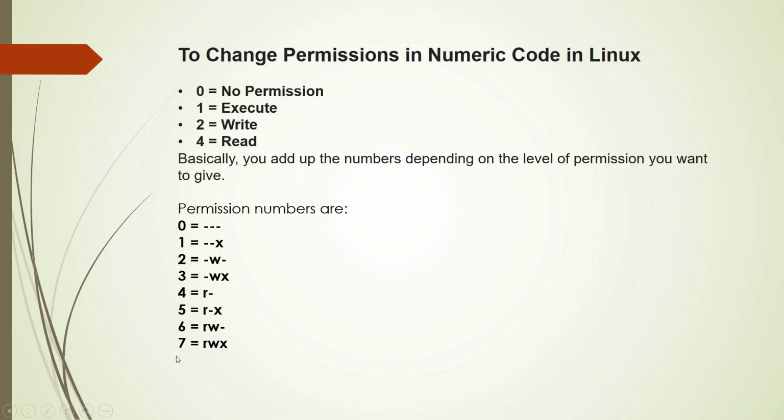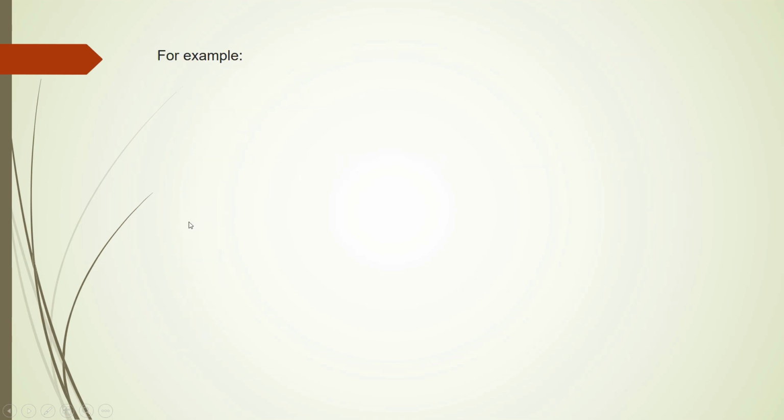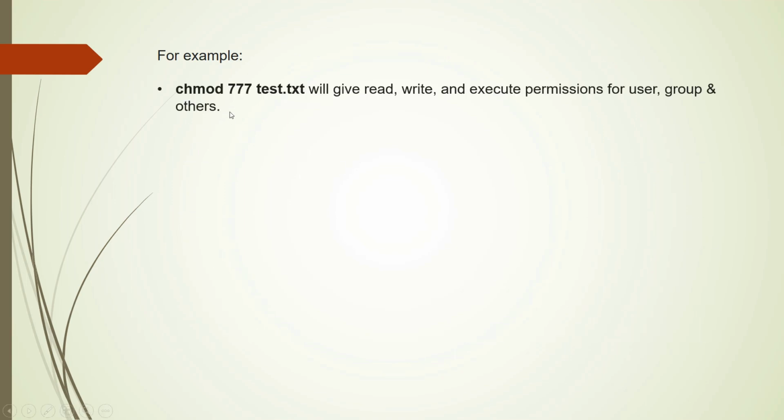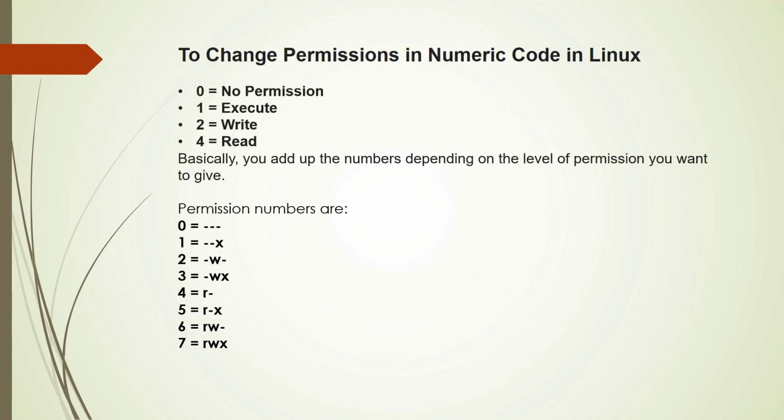Now you can use these numbers for each of the sets, that is user, group and others, to set the permission. So we can see 777 for the file test.txt. That means it will give read, write and execute permission to user, group and others. If we go back to the previous slide and see read, write, execute, the value is 7.